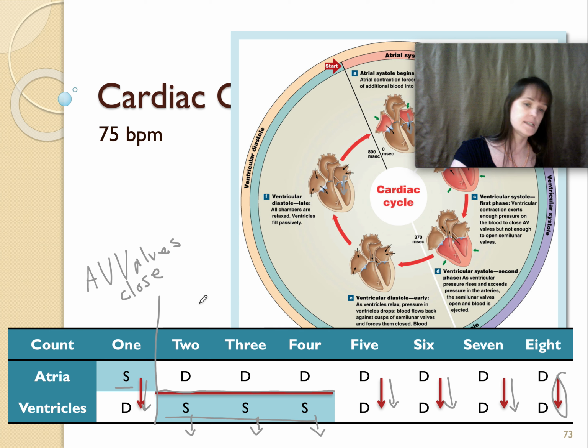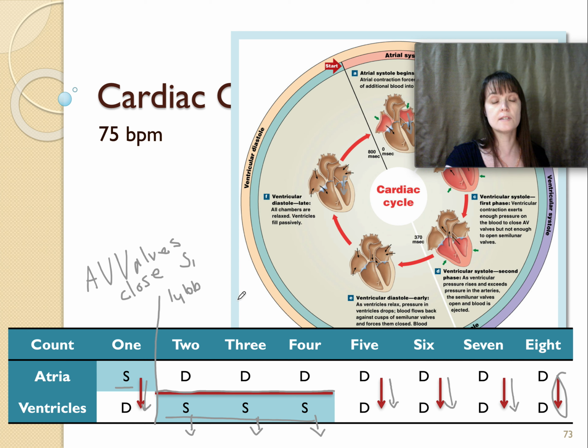And this is your first heart sound, which is S subscript 1, and it's called lub. Lub is the technical term. Now, normally when I tell you something is the technical term, I'm teasing, but here I mean it. Lub really is the technical term for the first heart sound. Lub dub, lub dub. Okay.